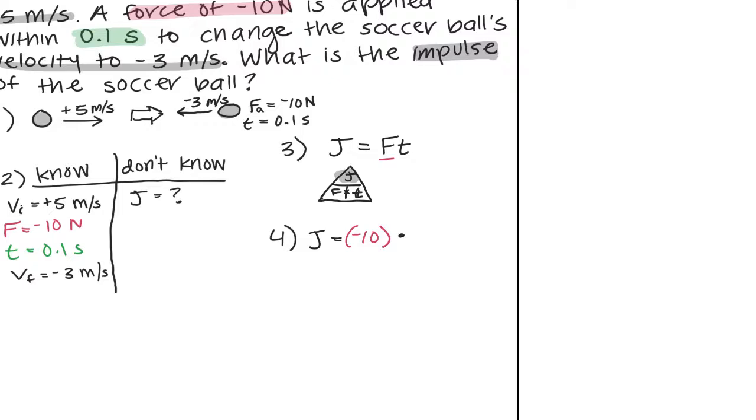Negative 10 times t, which is 0.1 seconds. Again, just putting parentheses around here to keep track of those numbers. And once I multiply those together, and you can follow along as we do that, you should get that the impulse is negative 1 newton second. So that is another way we can solve for an object's impulse.